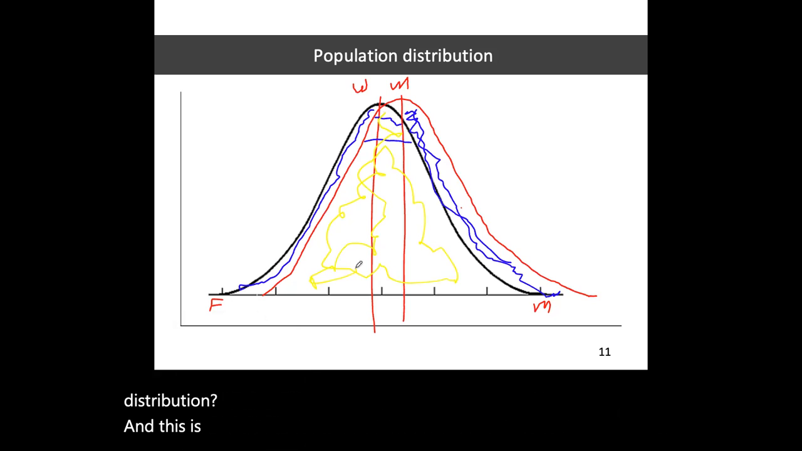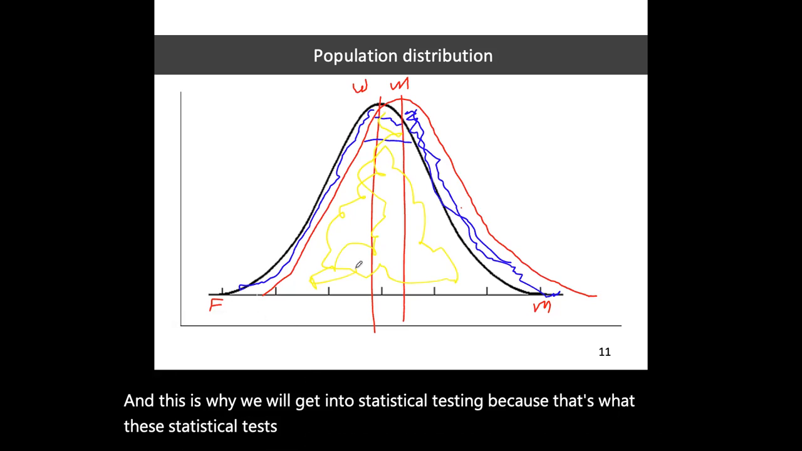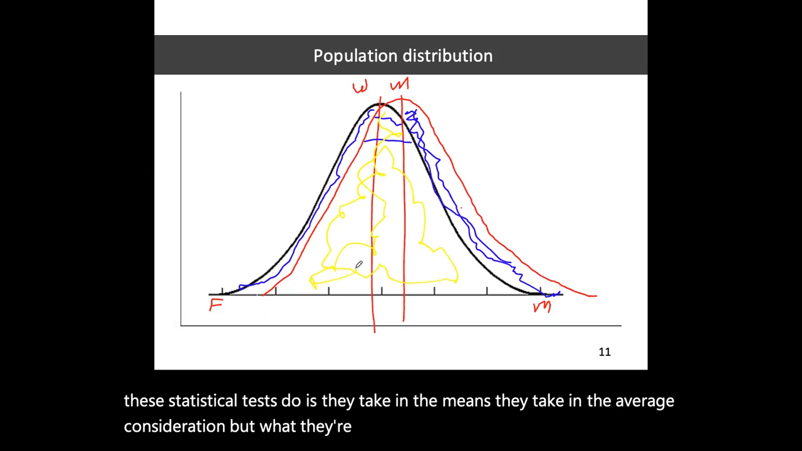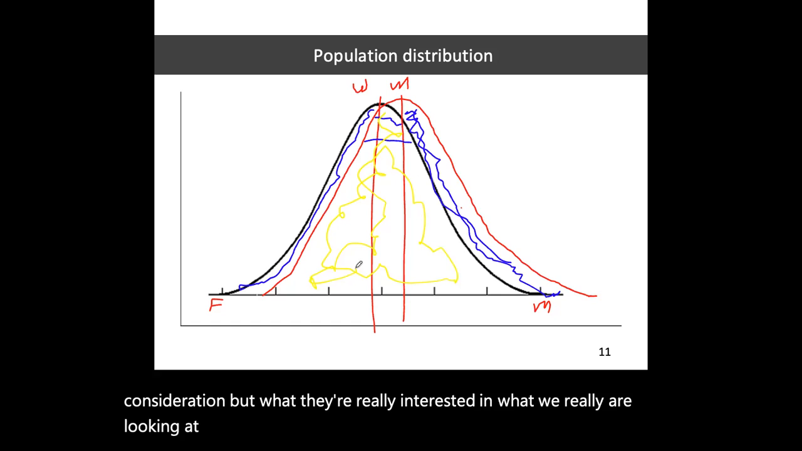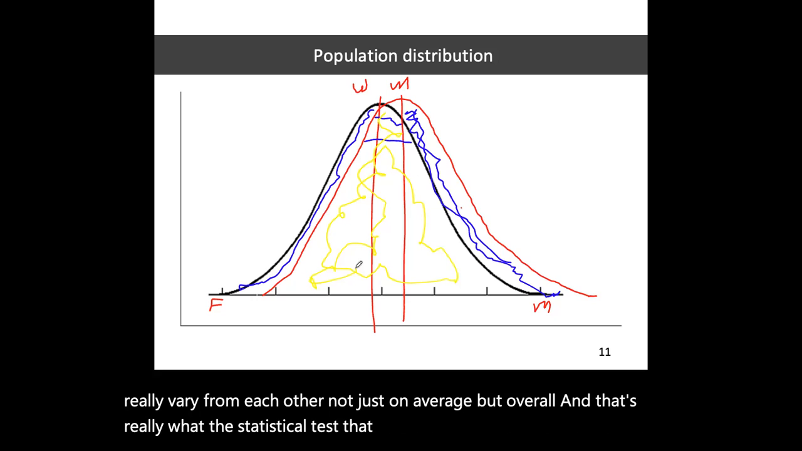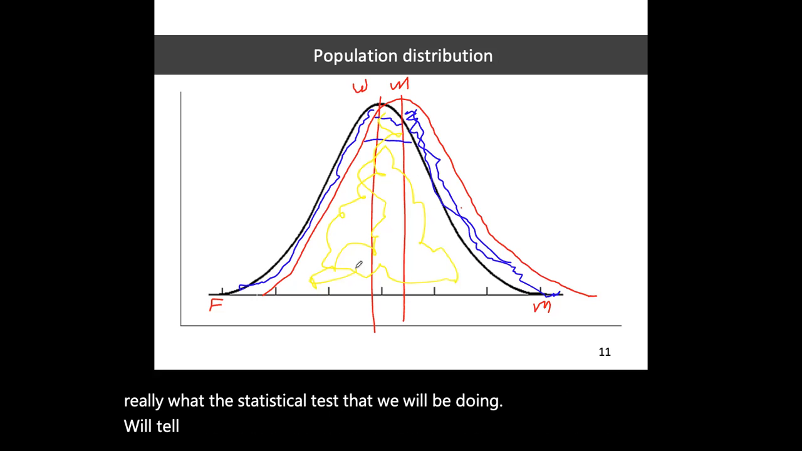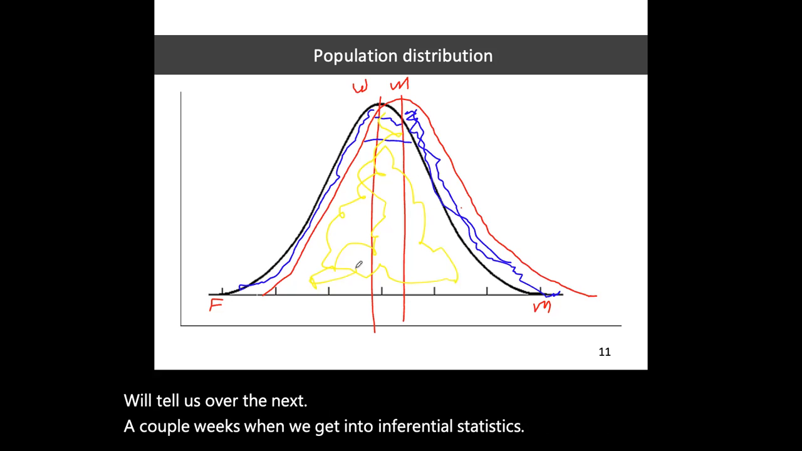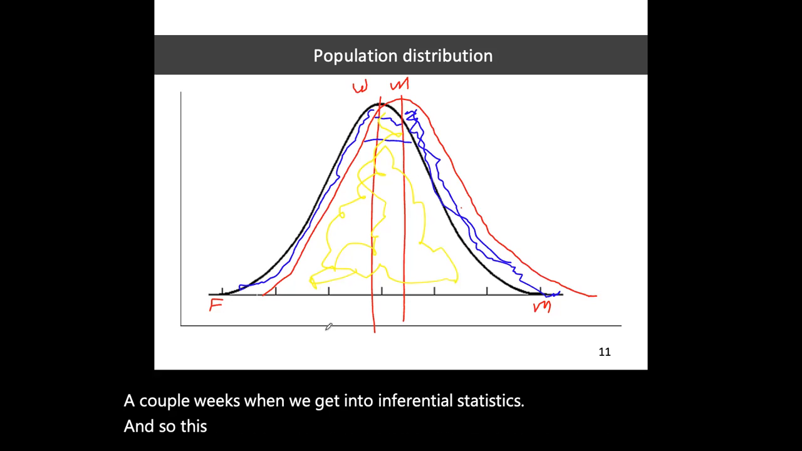And this is why we will get into statistical testing, because that's what these statistical tests do. They take in the means, they take in the average consideration, but what we really are looking at is the variability. How much do two populations really vary from each other? Not just on average, but overall. And that's really what the statistical tests that we will be doing will tell us over the next couple weeks when we get into inferential statistics. And so this is the normal distribution.